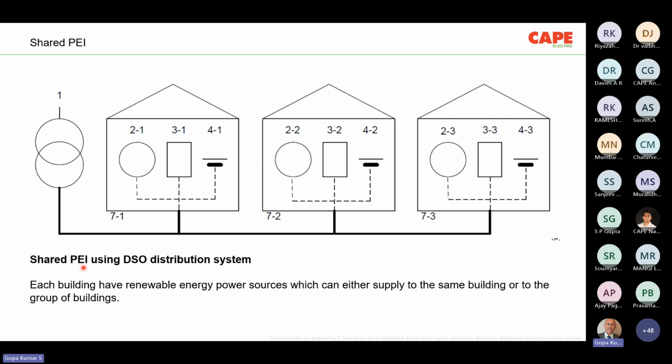So this is called a shared prosumer electrical installation using the DSO distribution system. Each building has a renewable energy power source which can supply either the building or a group of buildings. Here, shared means that probably one house has enough storage in the battery and may be able to feed power to his neighbor. Even though it is running through the DSO, arrangements will be made so that one house is supplying the next house.